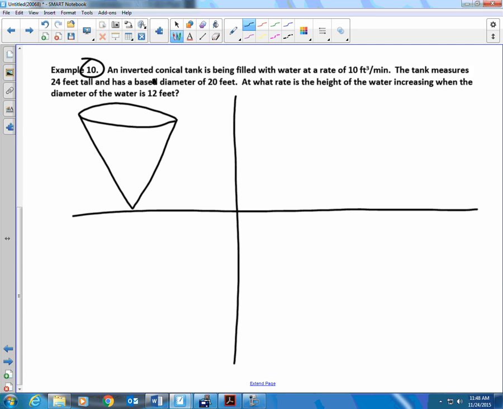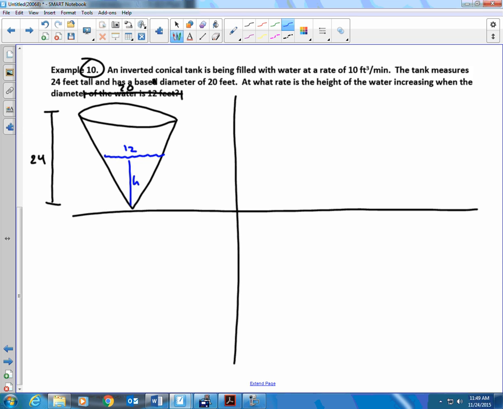So this is an inverted conical tank. First of all, it measures 24 feet high and 20 feet in diameter, and it's being filled with water. There's a time when the water has a certain height. We know that the diameter of the water is currently 12 feet.